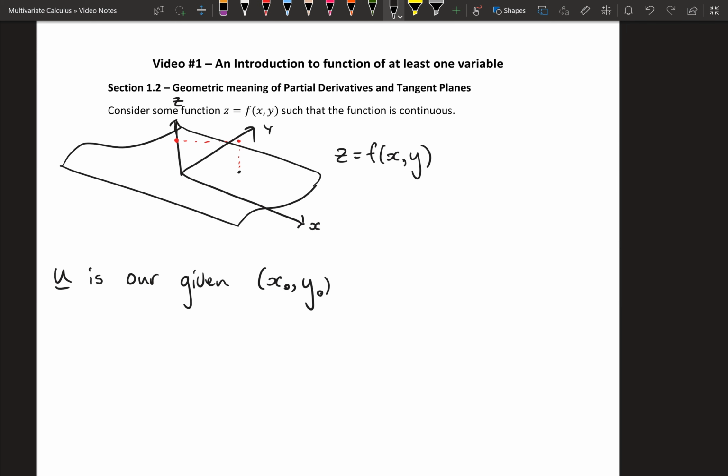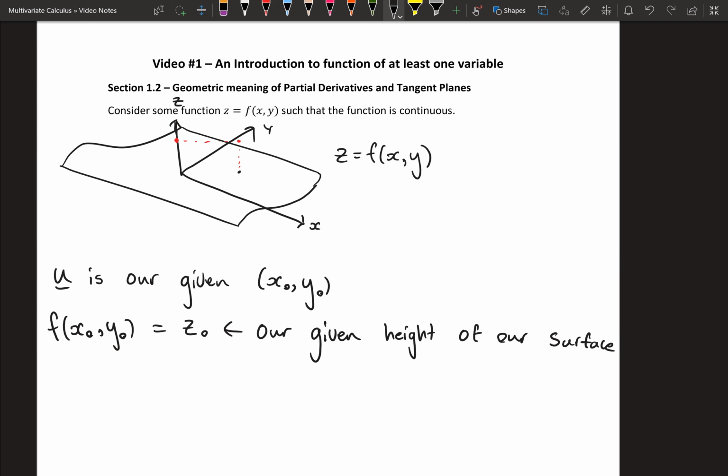So, okay. Let's define it. So our constraint height is given by f of x naught, y naught, and we can allow this to equal z naught, which is just, again, our given height of our surface. This is a pretty basic thing that we use even in terms of the one dimension when we're looking for a tangent line.